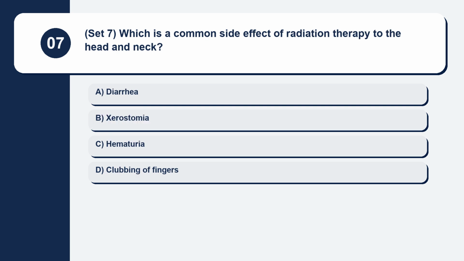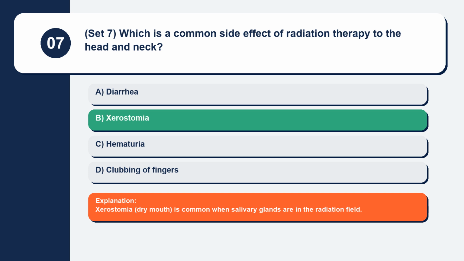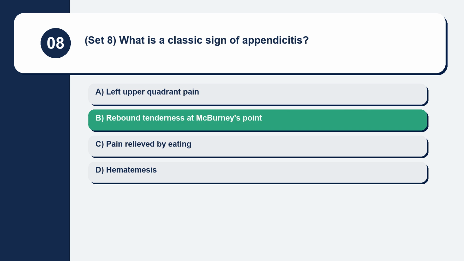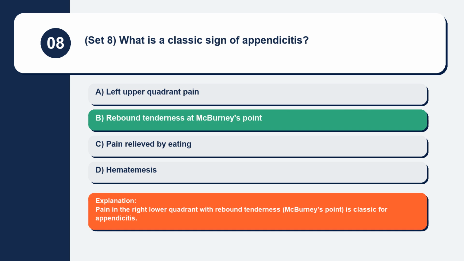Question 7. Set 7. Which is a common side effect of radiation therapy to the head and neck? Diarrhea, xerostomia, hematuria, clubbing of fingers. Xerostomia, dry mouth, is common when salivary glands are in the radiation field. Question 8. Set 8. What is a classic sign of appendicitis? Left upper quadrant pain, rebound tenderness at McBurney's point, pain relieved by eating, hematemesis. Pain in the right lower quadrant with rebound tenderness, McBurney's point, is classic for appendicitis.